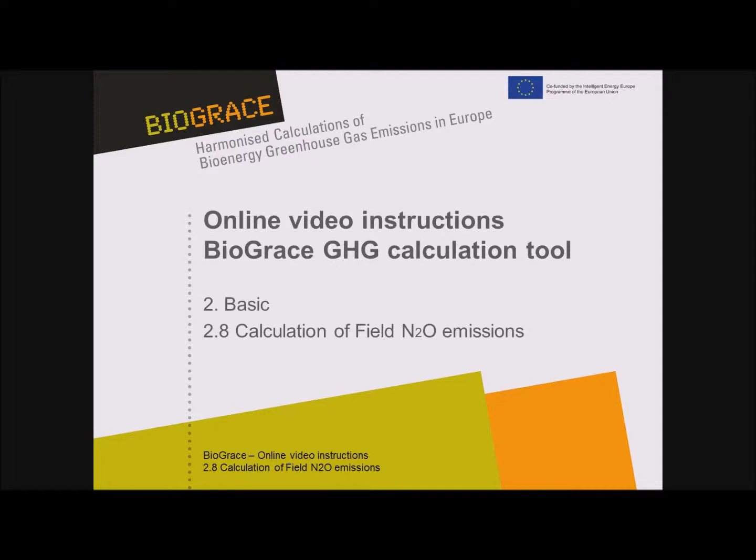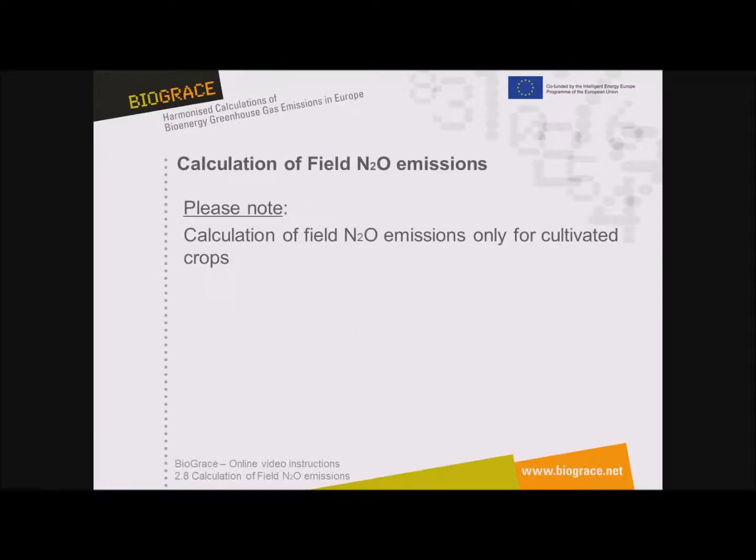Please note that field N2O emissions only have to be calculated if you make greenhouse gas calculations for a cultivated crop, including energy crops like grasses and woody biomass, such as short rotation coppice. The instruction will show the BioGrace 2 Excel tool, but can also be used for BioGrace 1. As in the BioGrace 1 Excel tool, the calculations are made in exactly the same way.